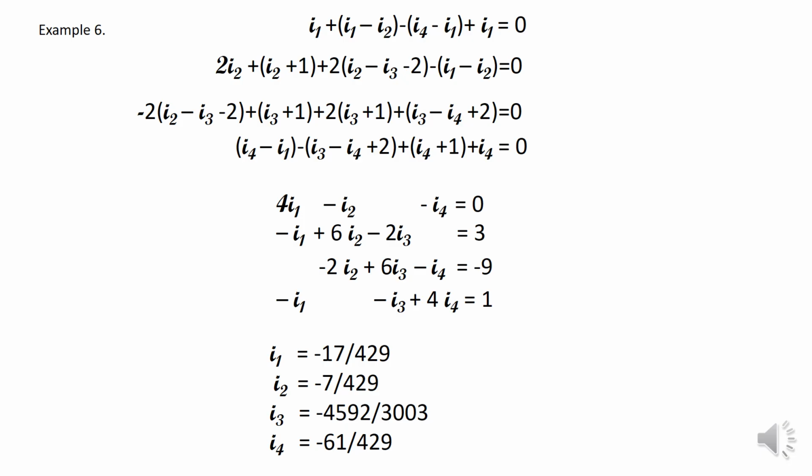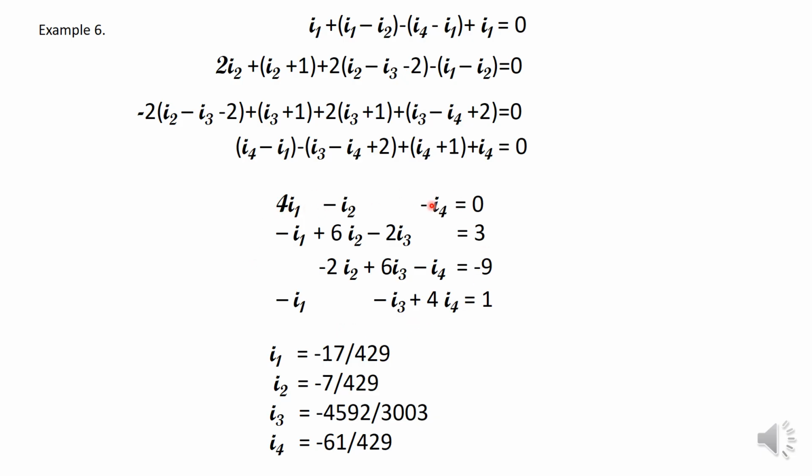So here we rewrite the equations. These are the 4 equations. I've just copied and pasted from the last slide, and then I will simplify the equations into this form.